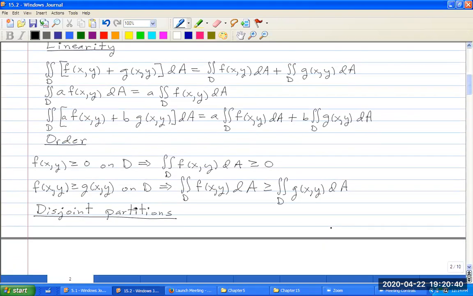Order. So again, we have the same property that we had for the one variable case. If f is greater than or equal to 0 on some region D, then the double integral over D of f is greater than or equal to 0. And so just like in the one variable case, if you're above the x-axis, then the integral gives you some area, some positive or non-negative area.